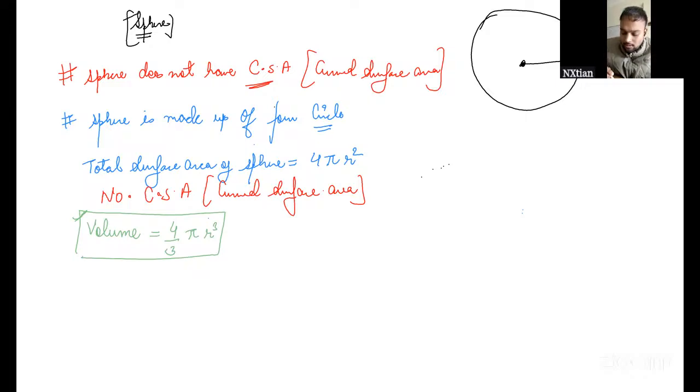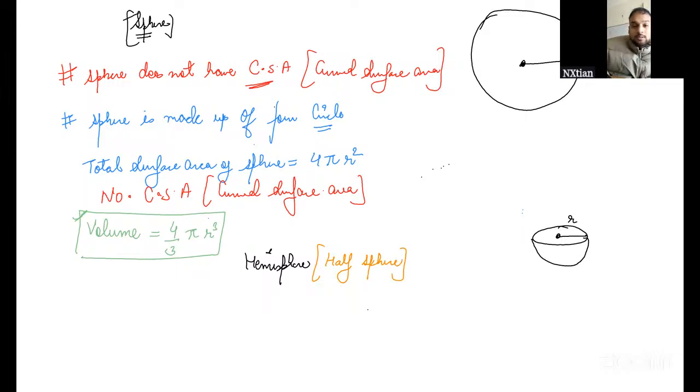Okay. Now we'll talk about another figure, which is the last figure of this chapter, which is hemisphere. Hemisphere is going to look like a ball. This is a hemisphere, in which this is the radius. So hemisphere is basically half sphere. Hemisphere is also called half sphere. Half sphere means if you cut the orange in half, it becomes a hemisphere.